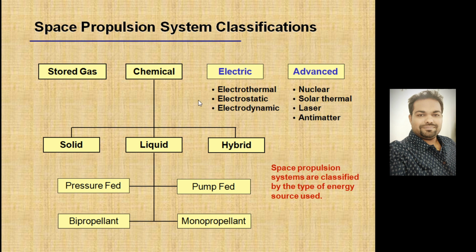Basically, based on these devices, we use electric propulsion in the spacecraft, particularly for moving from one orbit to another orbit. And advanced propulsion is also there: nuclear, solar thermal, laser, or antimatter propulsion. These have also been developed, particularly for trajectory correction and attitude control purposes.